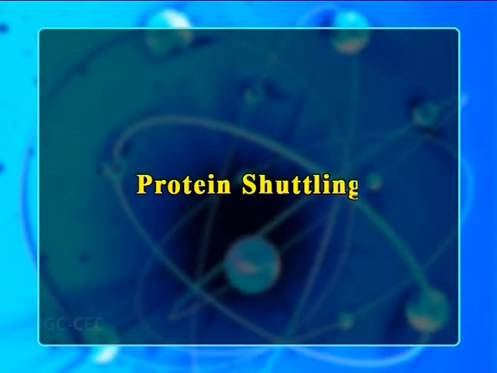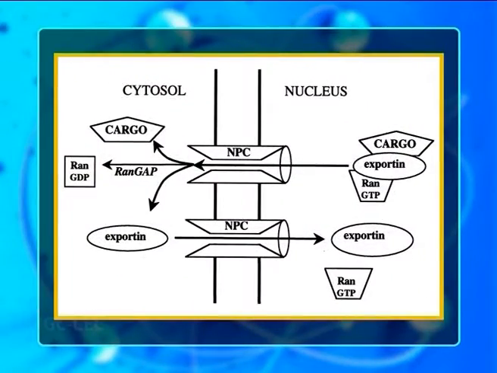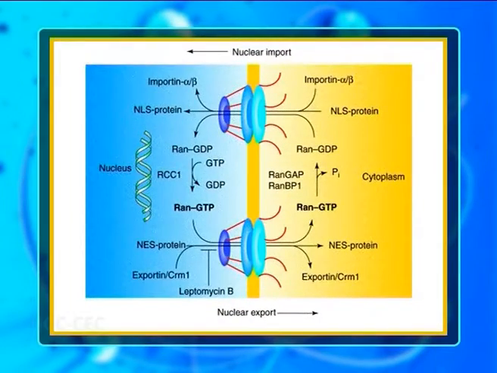Protein shuttling is also included in nuclear transport. Many proteins are known to have both NES and NLS and thus shuttle constantly between the nucleus and the cytosol. In certain cases, one of these steps, that is nuclear import or nuclear export, is regulated, often by post-translational modifications.